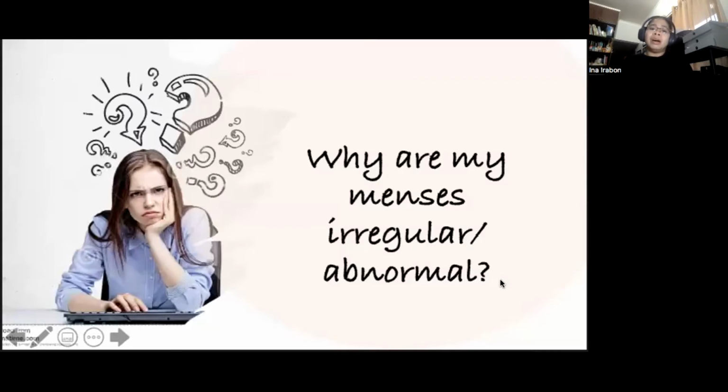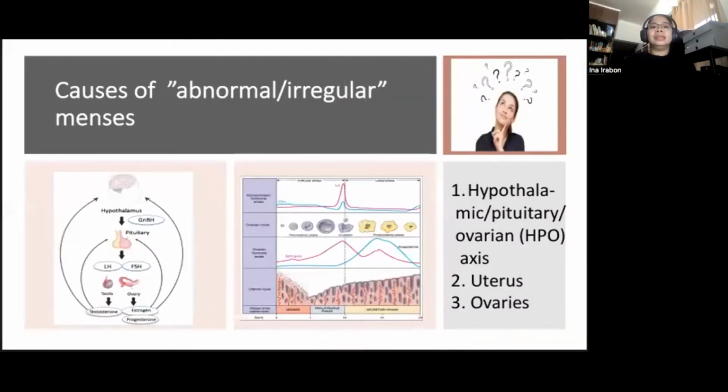So why are my menses irregular or abnormal? What are the causes of this irregular or abnormal menses? The causes of abnormal or irregular menses may be an aberration or an insult in any of the following levels: the level of the hypothalamic-pituitary axis, the level of the uterus or the endometrium, or the level of the ovaries.